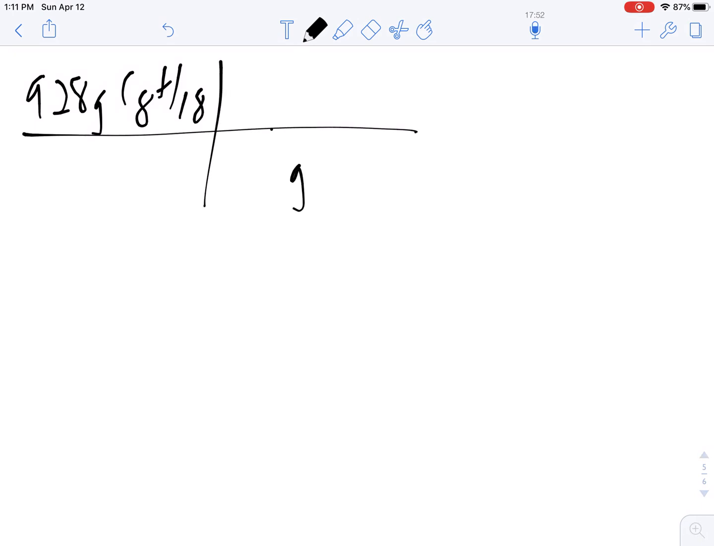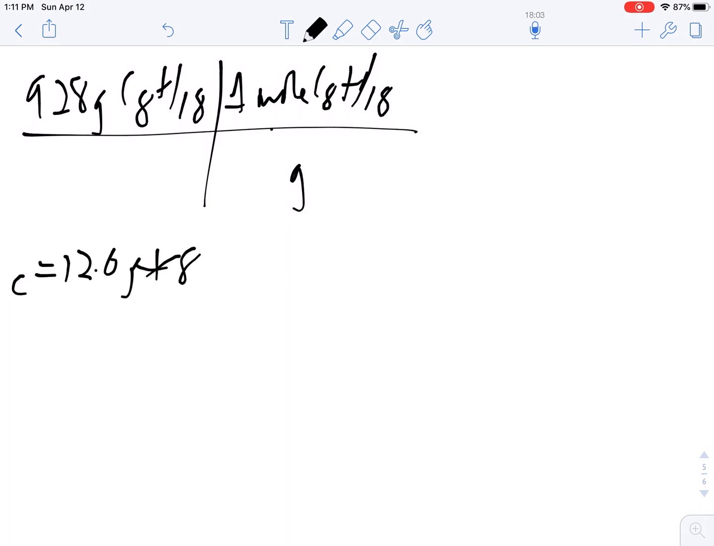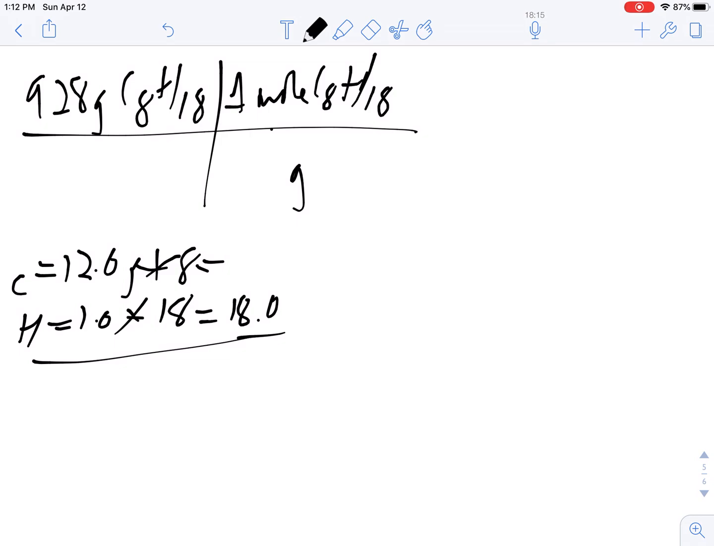How do you convert grams into moles? Use the molar mass. So there are 12 carbons. I'm sorry, carbon weighs 12. There's 8 of them. Hydrogen weighs 1. There's 18 of them. So the molar mass of gasoline is 114.